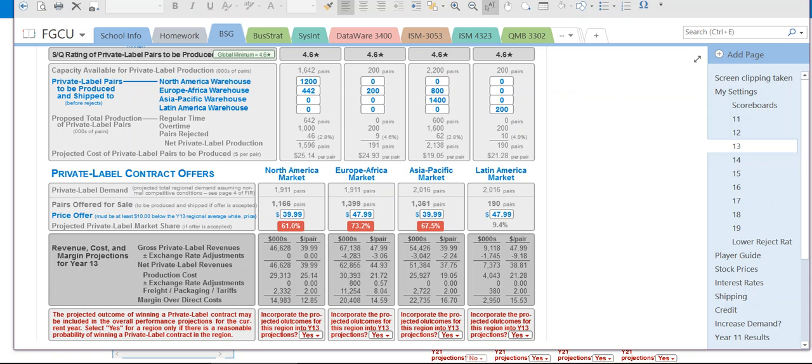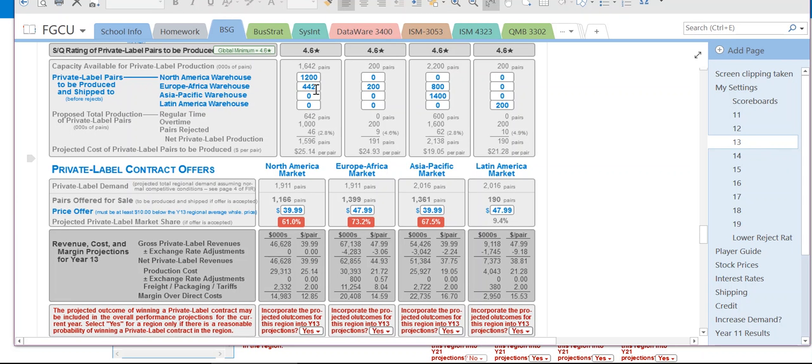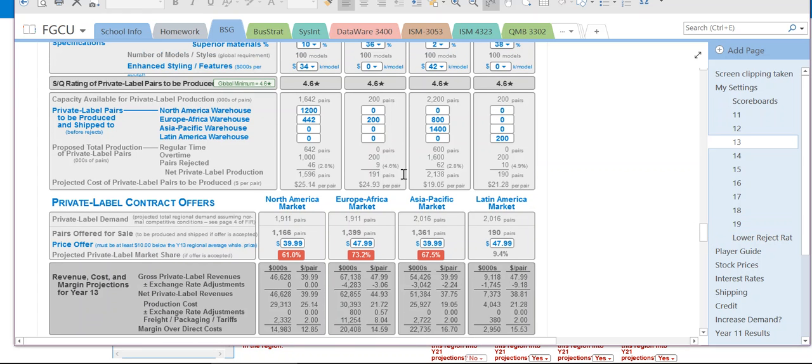Let's take a look at year 13. This was the year that we got hit with the crazy exchange rates. And you'll see the minimum is 4.6, and I made sure we were at 4.6. And there's our margin over direct costs. We wanted these as high as possible, so I always made sure I could get these as high as I possibly could.